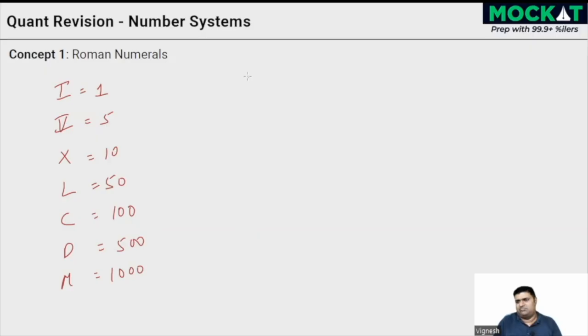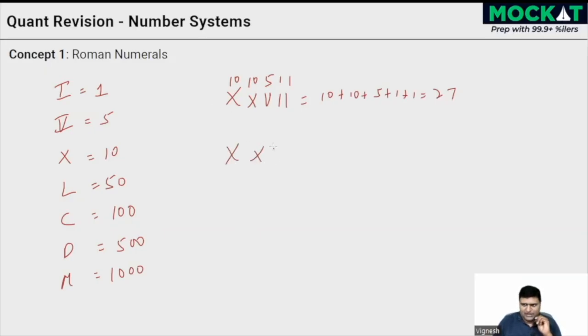So what would something like XXVII be? It's an additive number system: 10 plus 10 plus 5 plus 1 plus 1. All of them are in descending order, so everywhere you're just going to add them up, and we get a value of 27. But what if it's something like this? It's 10, 10, 1 and 10.